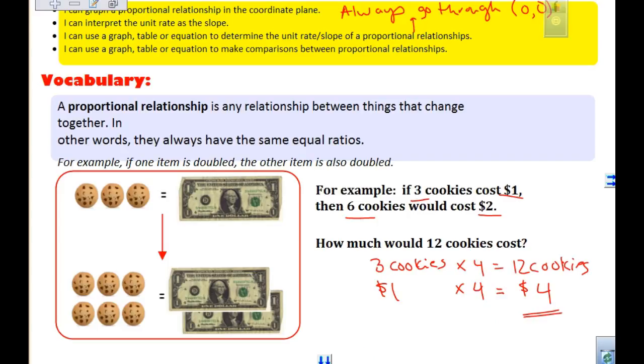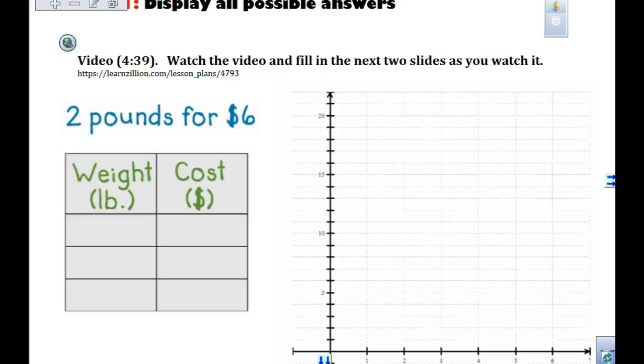If I would have said, well, how much for 24 cookies, right? We wanted to find 24 cookies. We'd go back to that it was 3 cookies for $1. What do I have to take times 3 to get 24? 8. So that would be for $8, right, if we were looking at that. So it's proportional. I know that the ratio is going to stay the same.